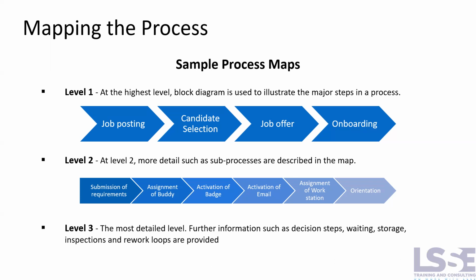And the one that has the most detail is level 3. Here you can have additional information such as decision steps. There's waiting, storage, inspection, and other loops. I think further down there's an example of a level 3. So if your process map already has a decision step, then it's more likely a level 3 process map. And typically for a yellow belt project, your company will ask you to come up with a level 3 process map.